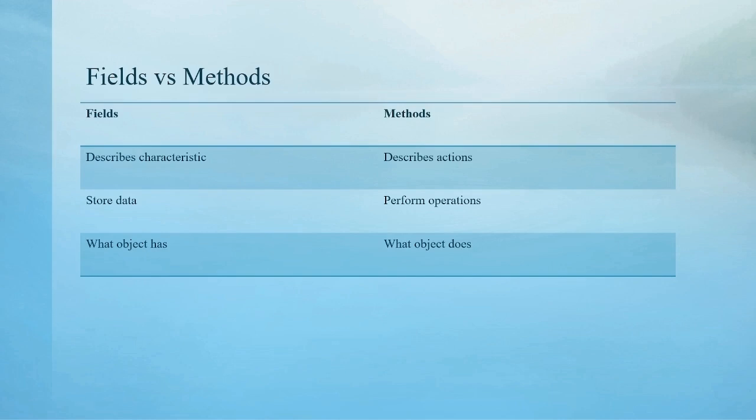An easy way to remember is that fields tell us what an object has. Methods tell us what an object does. I hope you understood what the fields are, what the methods are, and the difference between fields and methods.